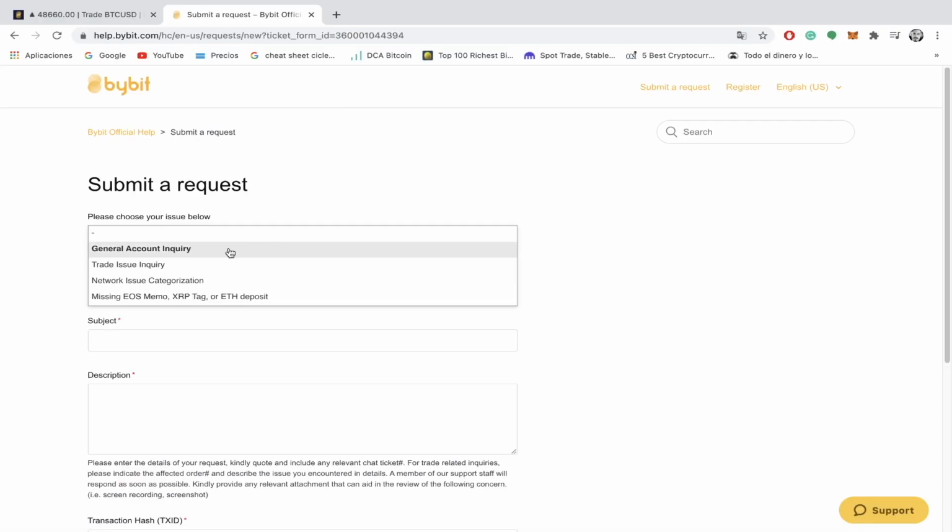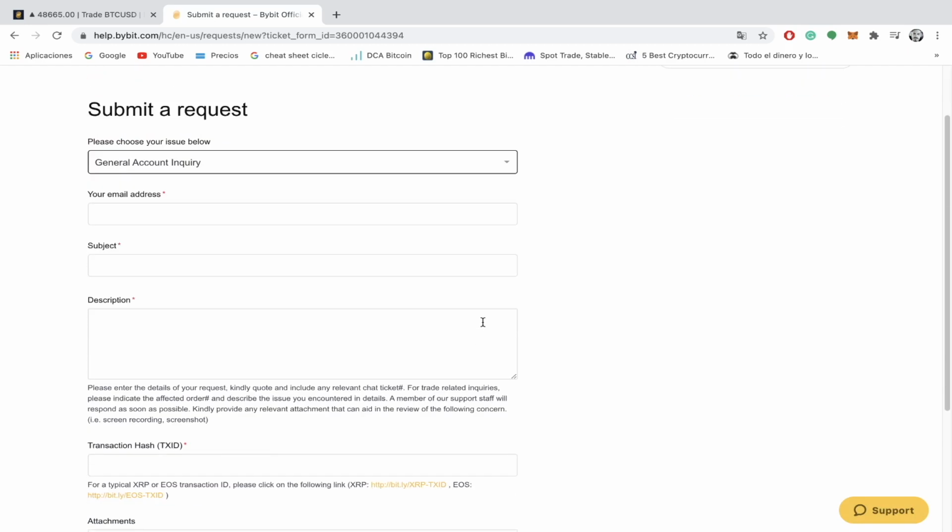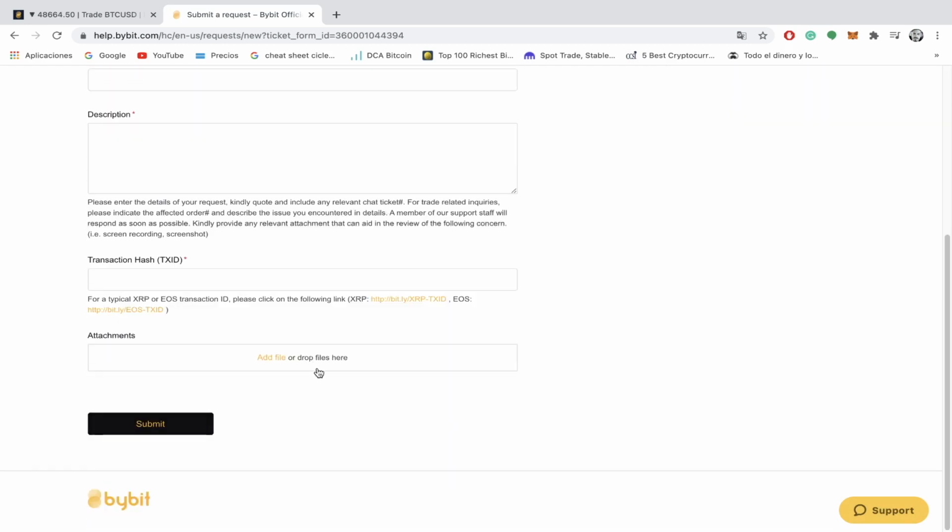You would press on General Account Inquiry, and here you can just put your email, the subject, and the description. Here you can also attach a file or a picture of the problem that you have and submit, and they usually respond in less than 24 hours.